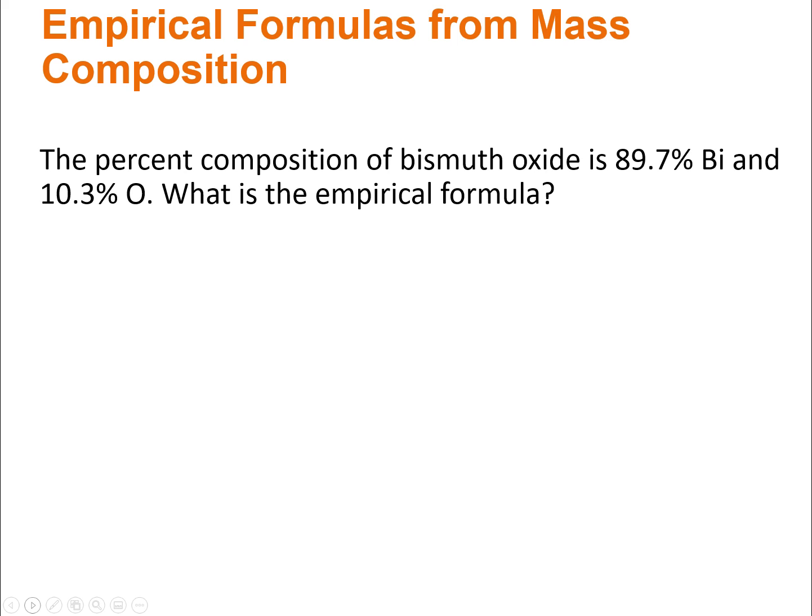The percent composition of bismuth oxide is 89.7% bismuth and 10.3% oxygen. What is the empirical formula? I'll give you 5 minutes. How are we doing so far? Do we need some help or are we stuck? Or do we need more time?